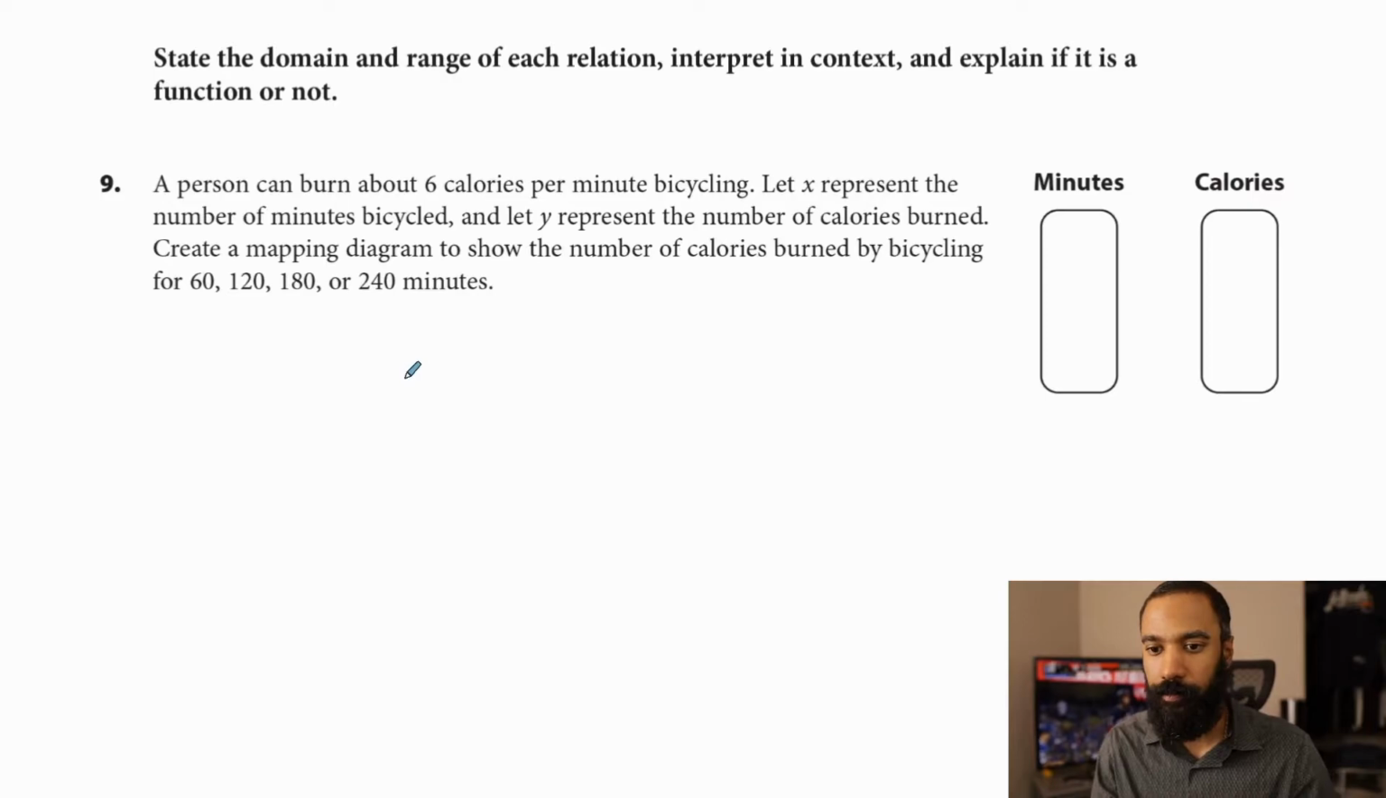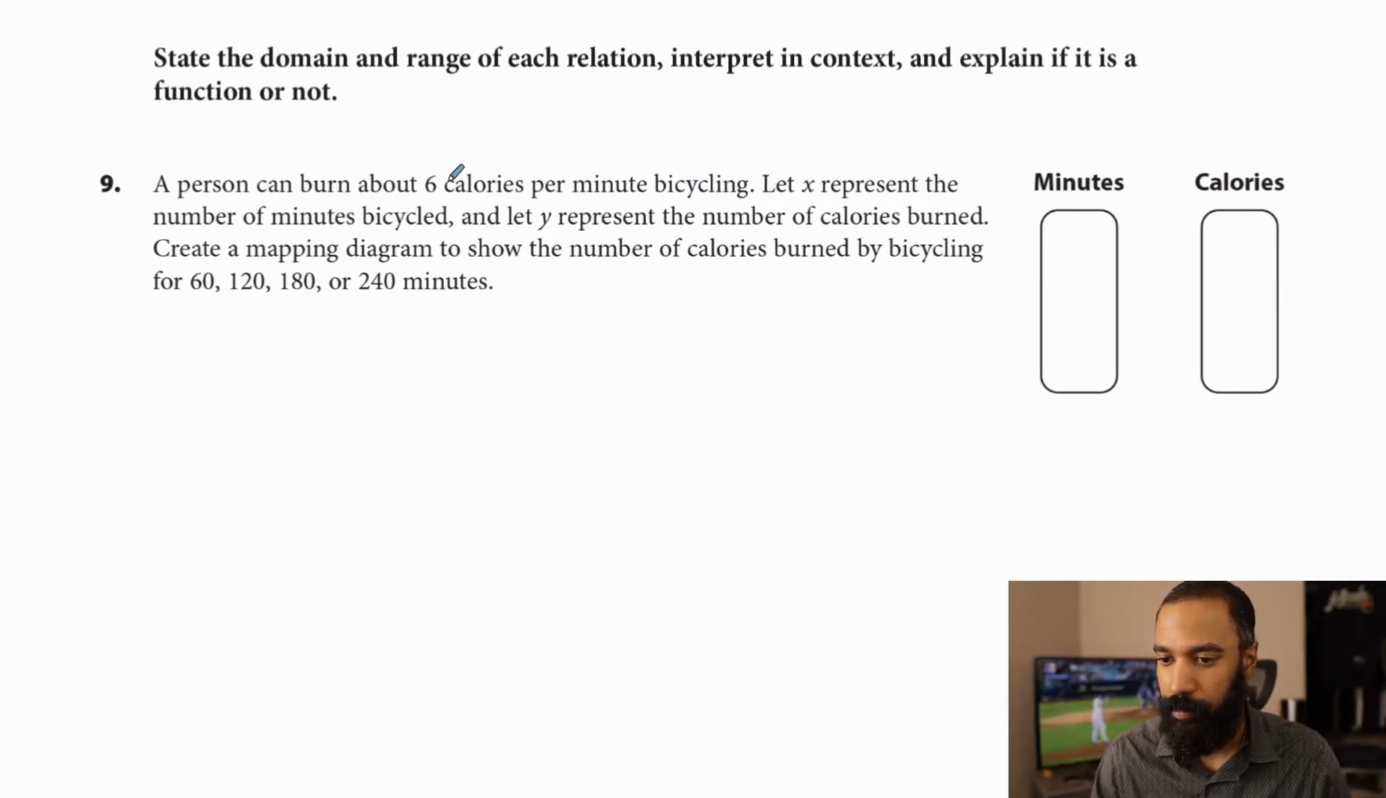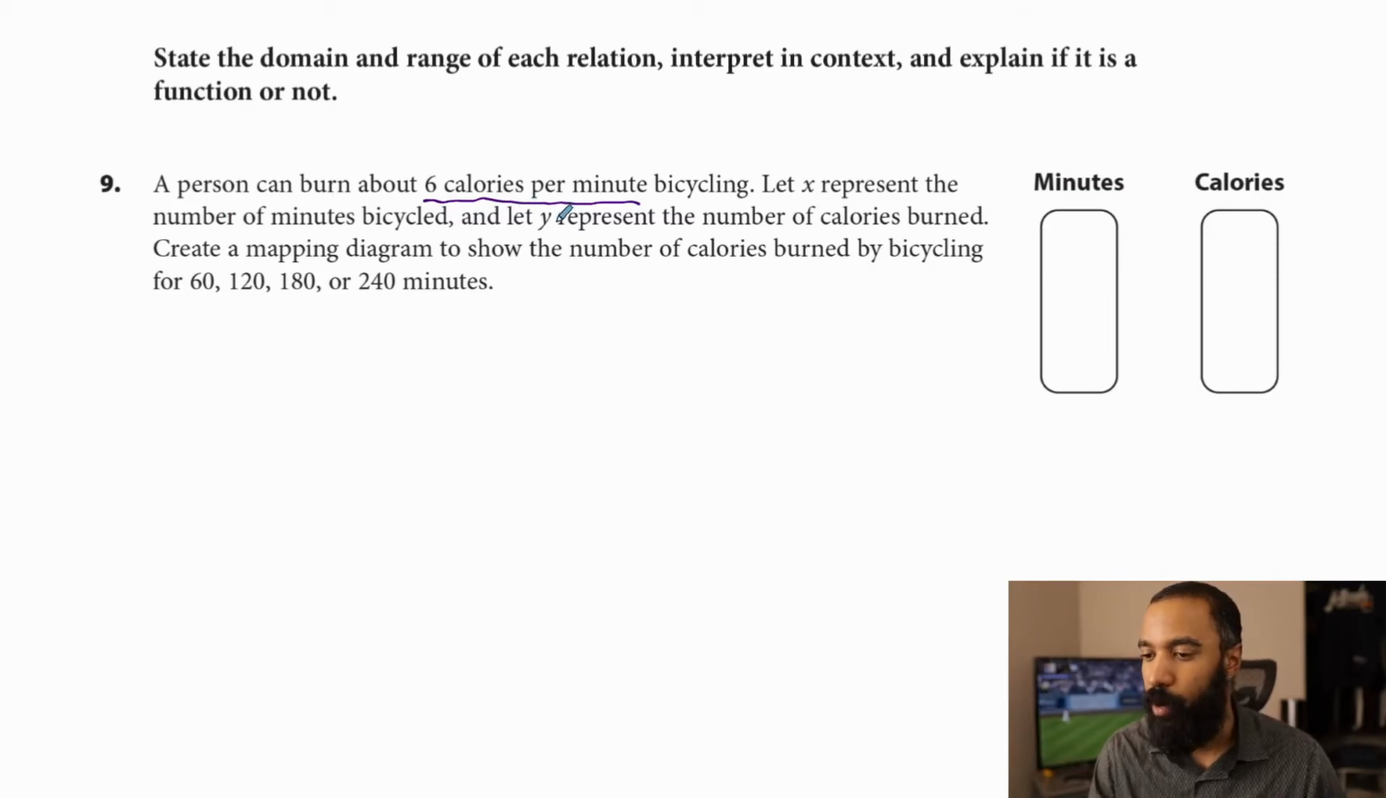Moving on. Number 9, a person can burn about 6 calories per minute bicycling. Okay, 6 calories per minute. Let x represent the number of minutes bicycled, and y represent the number of calories burned. Create a mapping diagram to show the number of calories burned by bicycling for this many minutes.